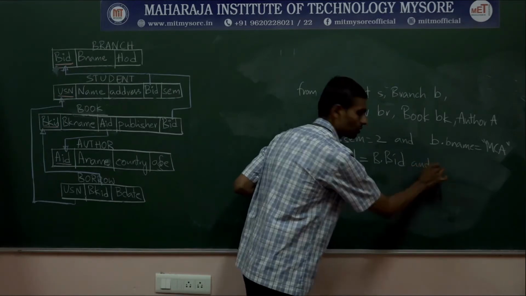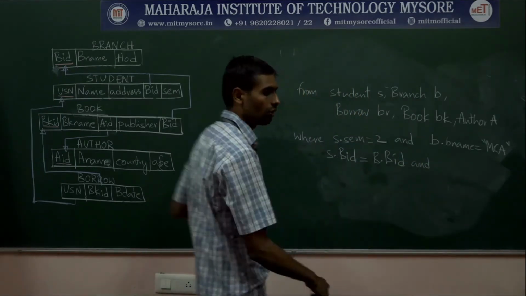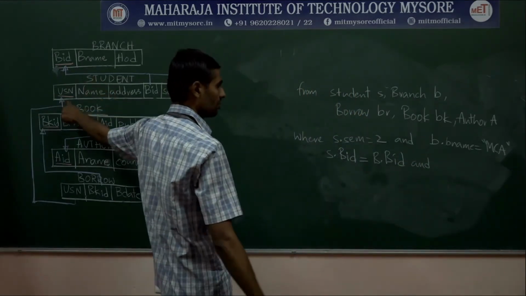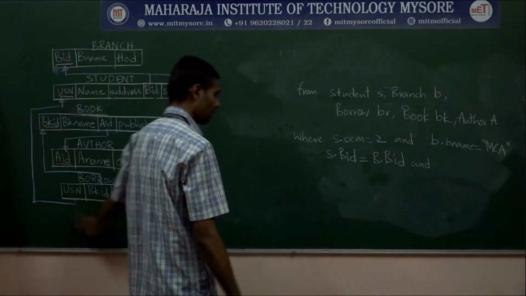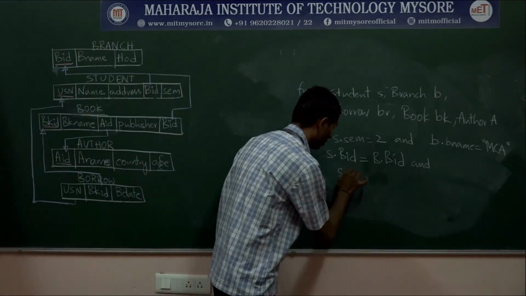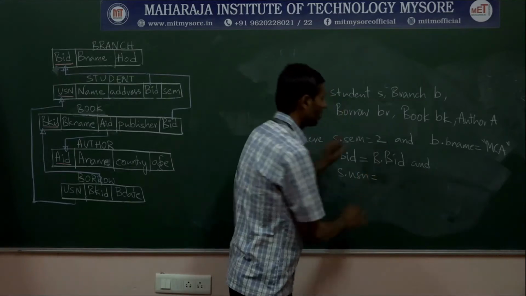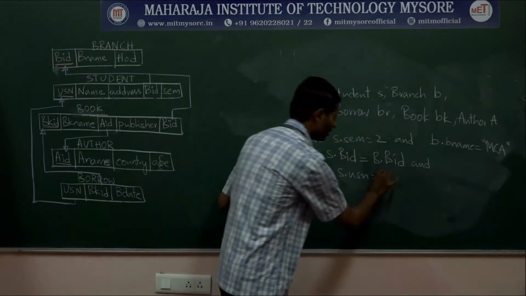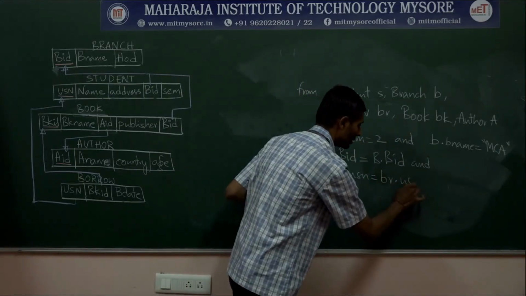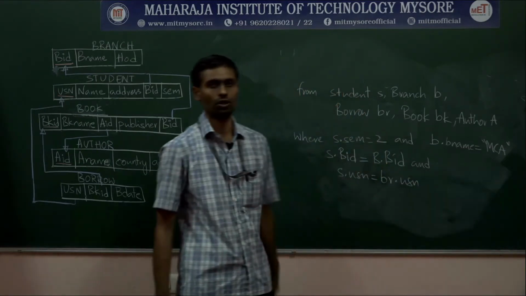I want to check whether this student has borrowed a book or not. How can I get that? This USN should be present in the borrow table USN. So for that, s.usn should be equal to borrow, borrow means what? BR. br.usn. It's an indication that definitely the student has borrowed books.